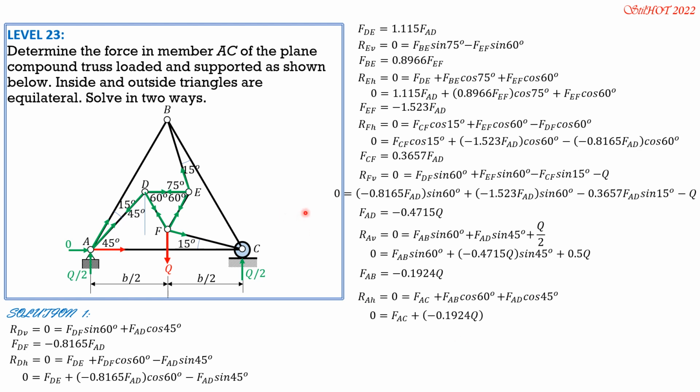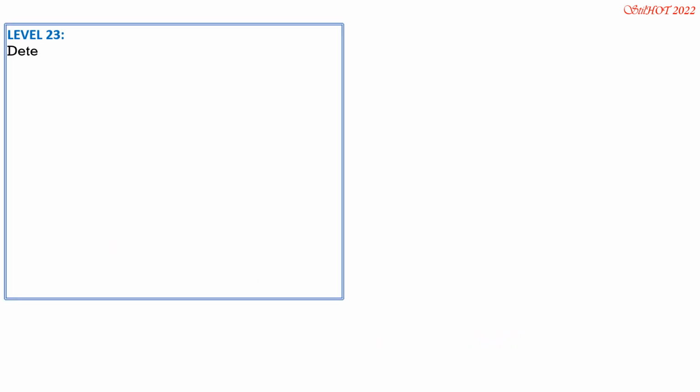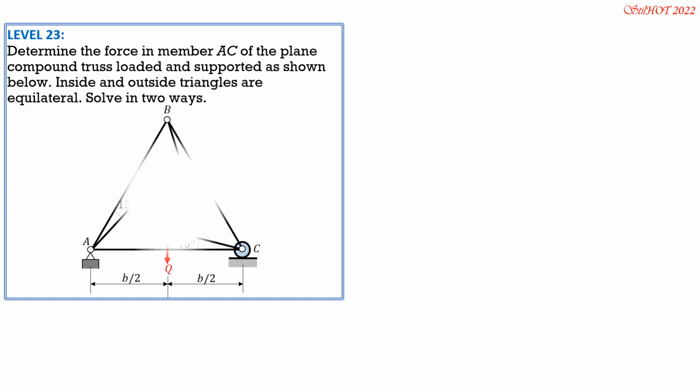I'll present the second solution, but it is not so highly mathematical. Just recall your analytic geometry here for the second method. So for the second solution, same problem. Remember that FAD was negative 0.4715 of Q from the first solution. We want to show that FAD is also negative 0.4715 of Q here, or very close to that.